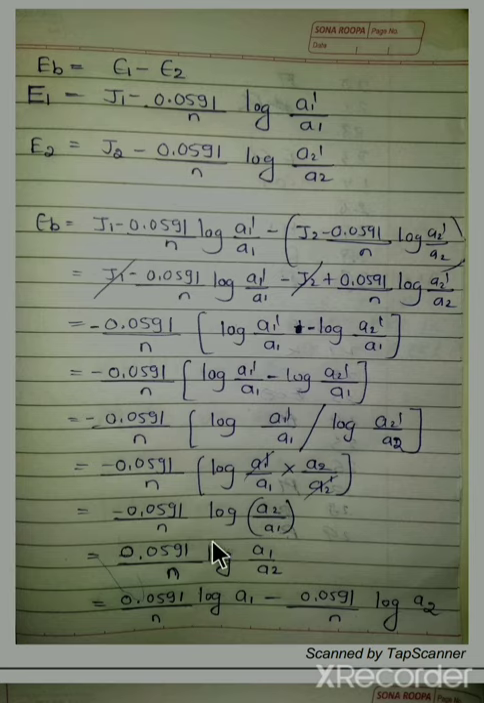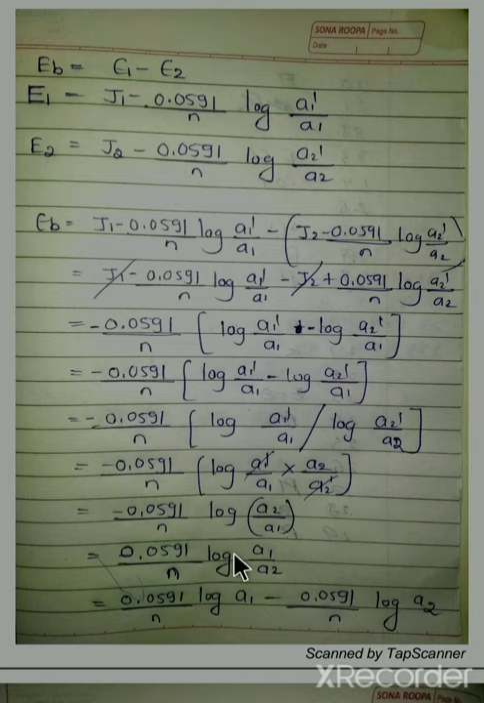So now again you can consider this term as log a by b. How can you rearrange this? Log a by b can be written as log a minus log b. So you consider log a and log b: 0.0591 by n log a1, this is the log a term, minus 0.0591 divided by n log a2, this is the log b term. Okay, so this is the simplified step.